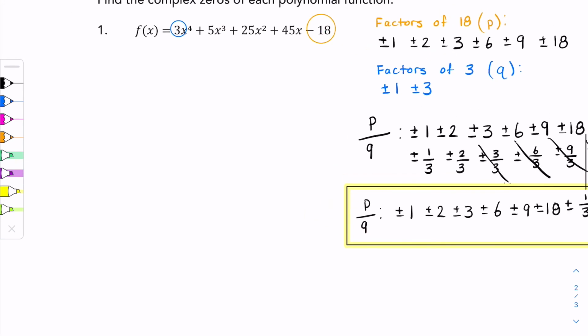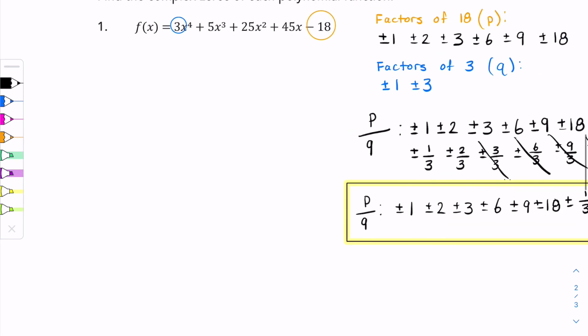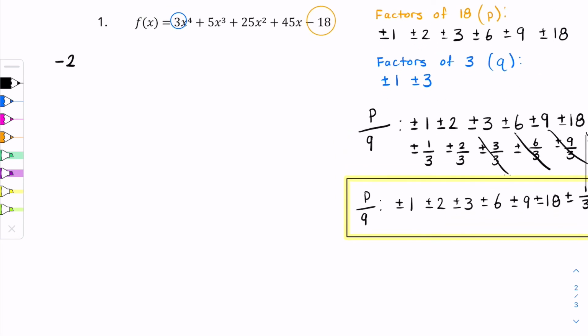All right, so for the rest of the problem, I'm going to tell you right now that 1 and -1 do not work. 2 does not work. -2 is the first number that I tested that worked. So I'm going to start with that with my synthetic division. Bring down my coefficients of 3, 5, 25, 45, -18.